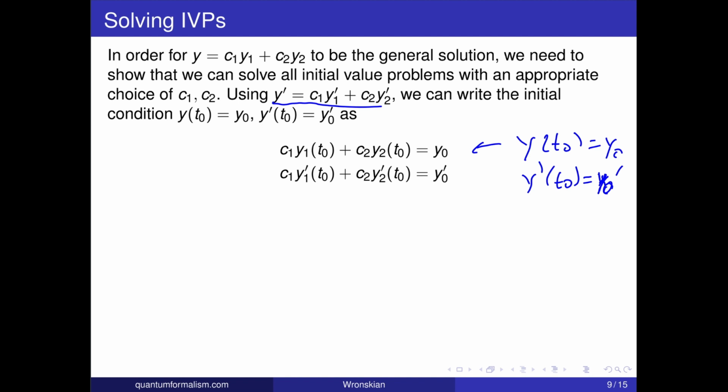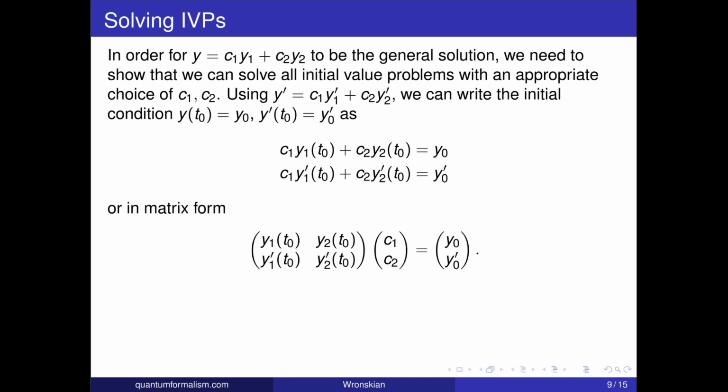And if you look at this, this is a system of two linear equations if you treat c1 and c2 as the variables. And so you can write this in the following matrix form. This matrix y1 of t0, y2 of t0, y1 prime of t0, y2 prime of t0 times the column vector c1, c2 is equal to the column vector y0 and y0 prime. We want to show that for any values of y0, y0 prime, we can find a solution for these constants c1 and c2.